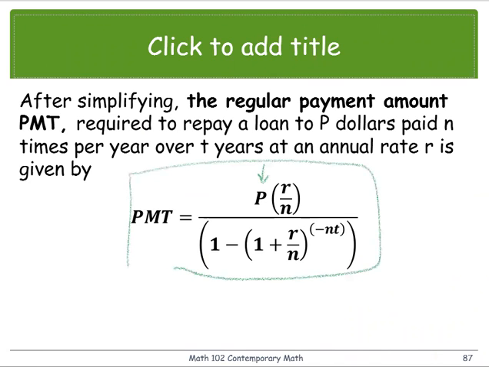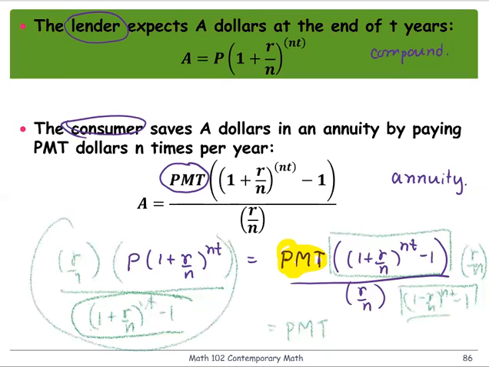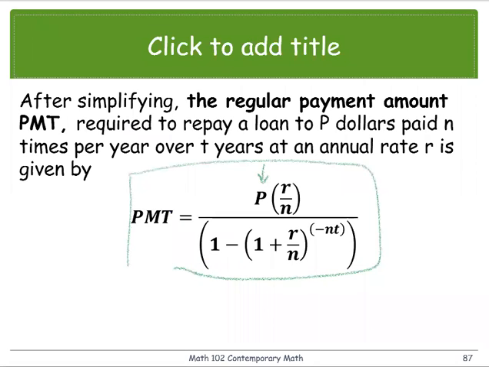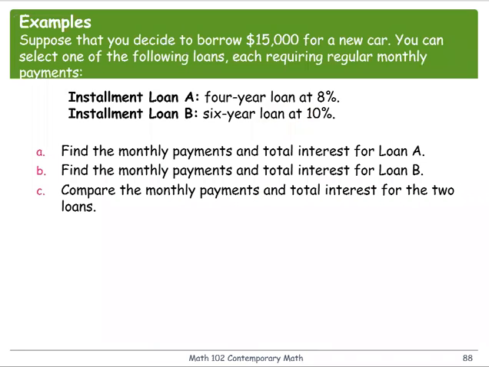This comes from rearranging the algebraic expression on the left-hand side during the process. So we have the formula to compute the regular payment amount, or the PMT, as required to repay a loan. P is the loan amount in dollars, paid n times per year over T years at an annual rate R. The formula looks complicated, but it's all good. So let's look at the example.